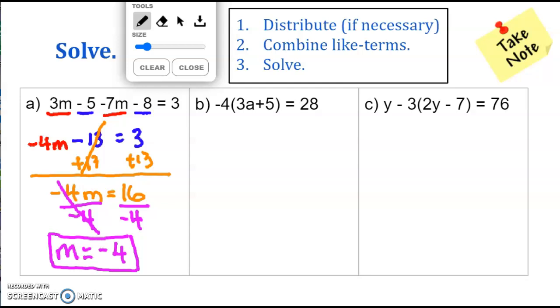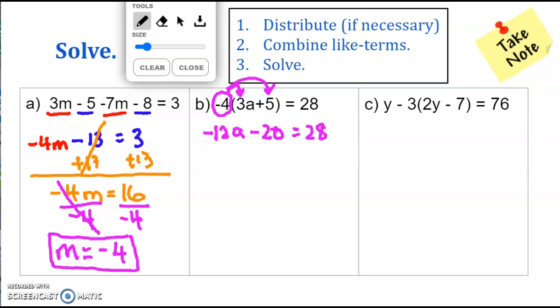Okay, so B. Remember, when you see a number with parentheses, you need to distribute that first. Okay, so I see that negative 4 is being multiplied to 3a and then to 5. So negative 4 times 3a. Negative 4 times 3 is negative 12. Negative 12a plus negative 4 times 5. Negative 4 times 5 is minus 20, because negative 4 times 5 is negative 20, is equal to 28.